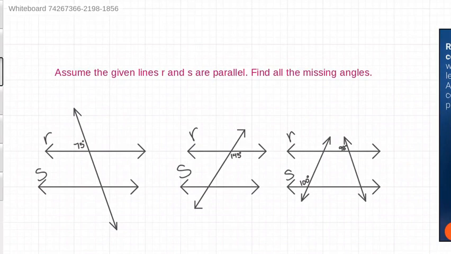Assume the given lines R and S are parallel. Find all the missing angles. Alright, so we just need to fill in all the angles that they don't give. We know that that and that are going to be vertical angles, so that will be 75. We also know that this will be 75, and so will that. We know that because of all of our little rules.